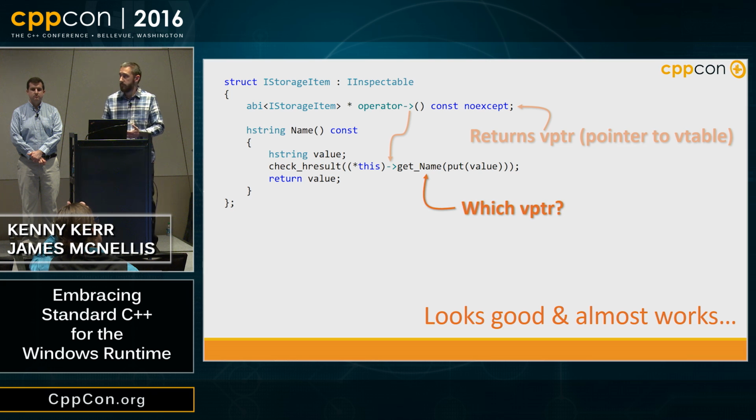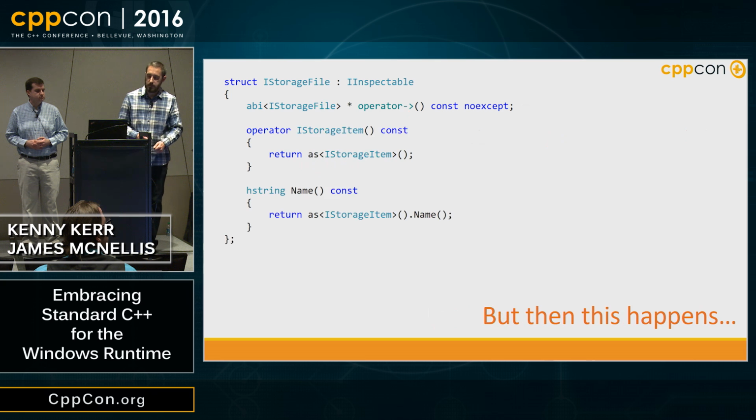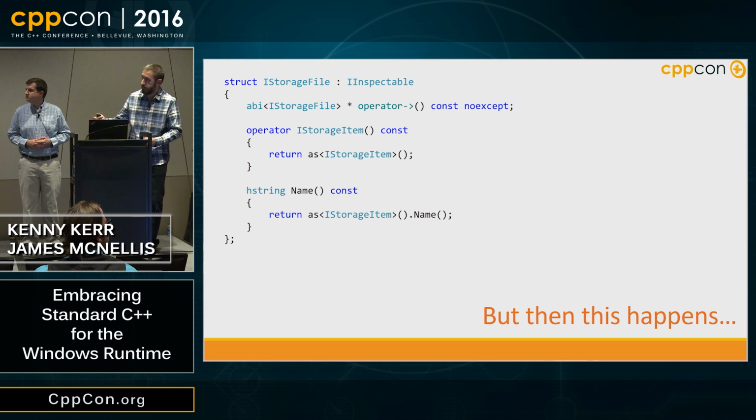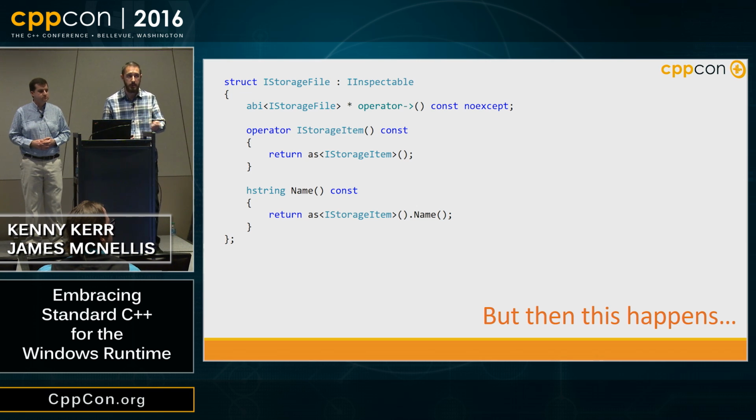The virtual function will have to somehow figure out which vpointer to use to make that call. But remember, if we're actually holding on to an IStorageFile, this isn't going to work because we have the wrong vtable. So this almost works and it looks pretty good, but we need a bit of extra work. What we end up having to do is add a conversion operator for every one of those required interfaces. That's where we get that As method that James mentioned, and that's where that QueryInterface call is injected. Then we have to have these forwarding functions, like Name over here, which first calls As, and then calls Name to make that work.